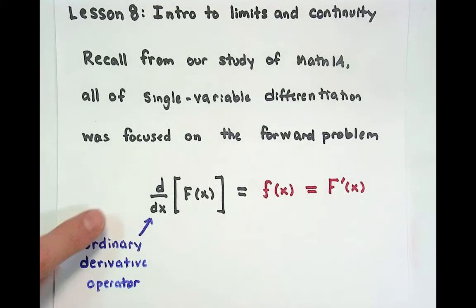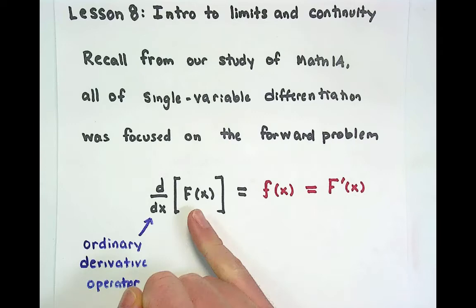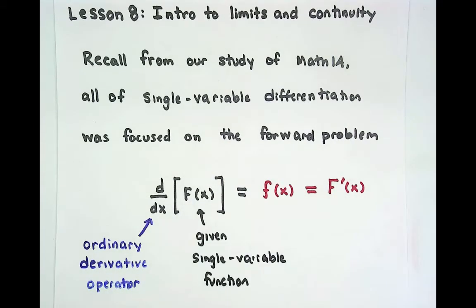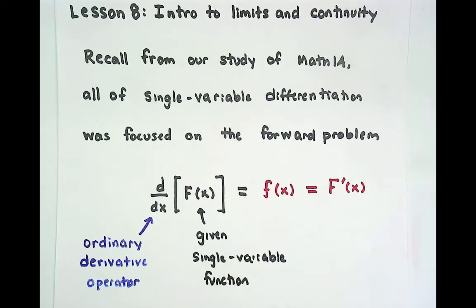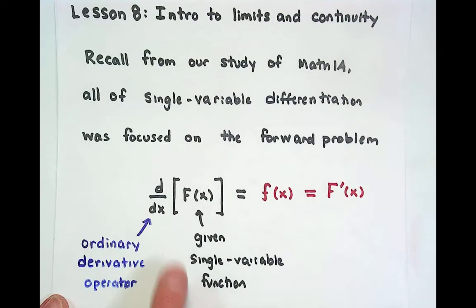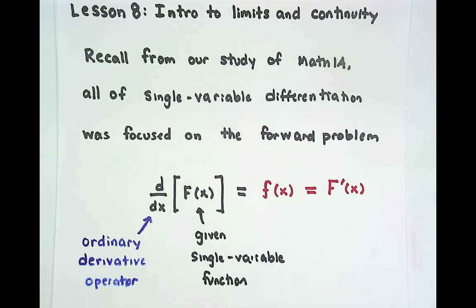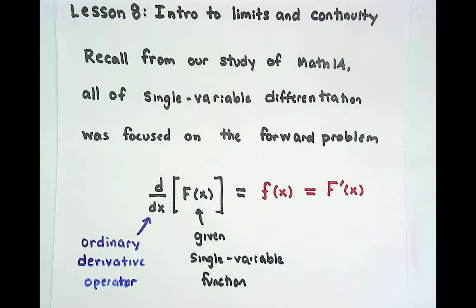In the forward problem, this goes back to lesson 0, we looked at the ordinary derivative operator applied to a single variable function, and this one was given, and we produced an output function which we called the derivative of capital F. Remember that in order to construct this derivative, we started with a very special idea.